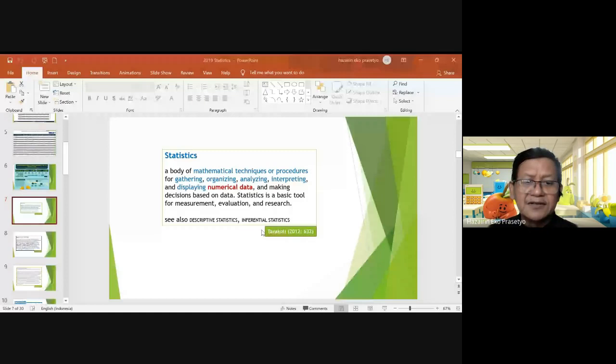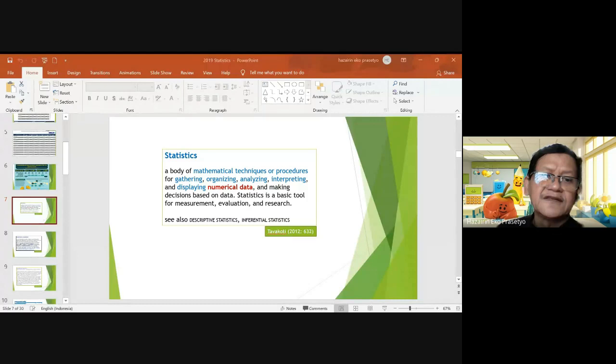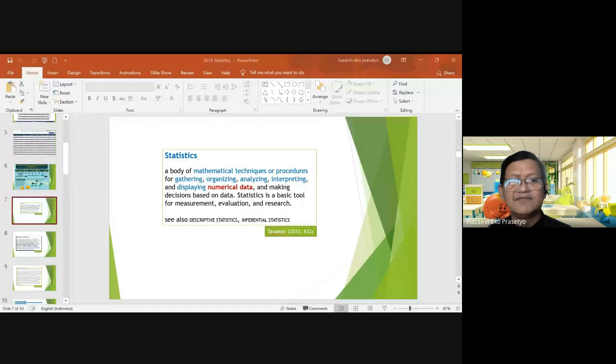Well, now let's go to our slide. Statistics. It is in the book, page 232. Statistics is defined as a body of mathematical techniques or procedures. So again, as I told you last week, we talk about statistics, we talk about mathematics. But statistics deals with mathematical techniques or procedures which are used for gathering, organizing, analyzing, interpreting, and displaying numerical data. So you pay attention to the kind of data we are going to discuss in this lecture. Numerical data, not descriptive data, not qualitative data, but data in the form of numbers. That's why it is written here numerical data.